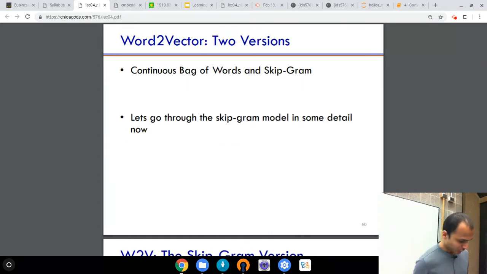So Word2Vec has two variations, and we're going to study one of them. The other one is just very similar to this. The two versions are called continuous bag of words and skipgram, just so that we know the names. And what we're going to study today is the skipgram version. It's just an approach which corresponds to some embeddings.